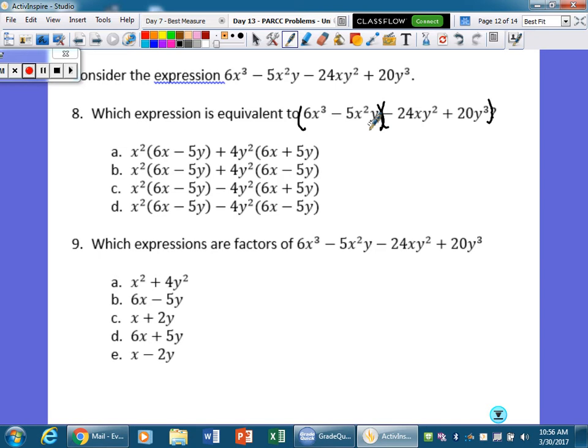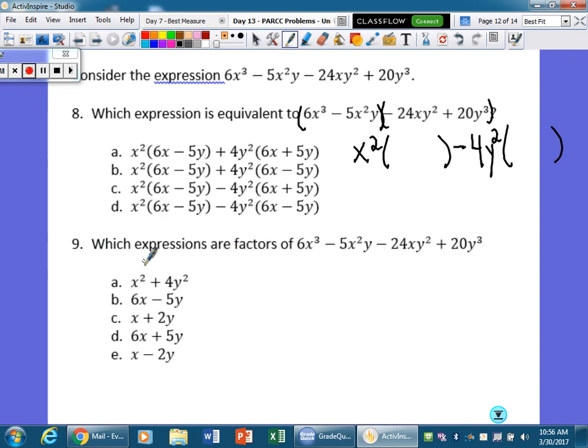So if I look at my first one, 6 and 5 have nothing in common, so I can't take any of that out. But I have x to the third, x squared, so I can take out x squared. And then you figure out what's left. Then my other one, I'm going to take out a minus sign. 24 and 20, well, the biggest number they have in common is 4. And I have y squared and y to the third, so y squared is the highest I can take out. You figure out what's left, and it'll give you one of these answers.